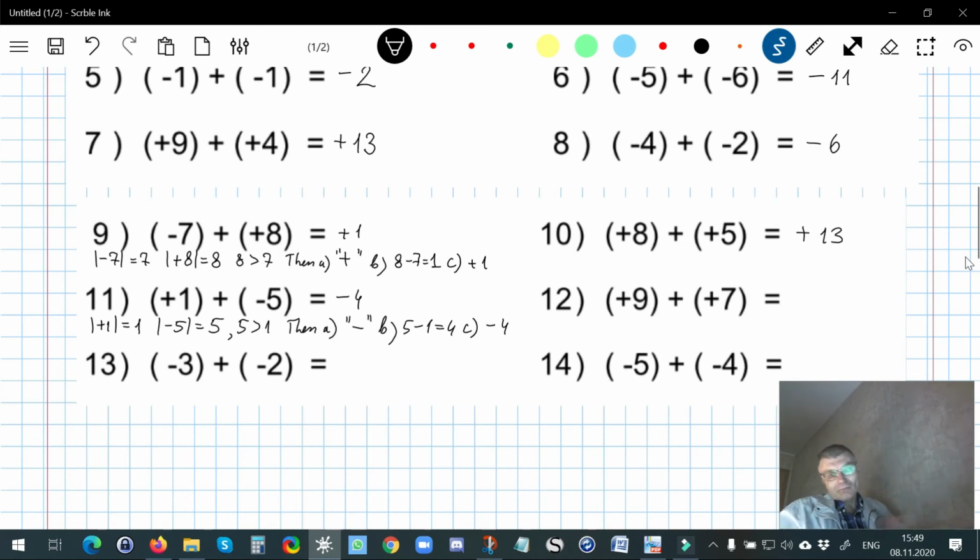Okay, in number 12 I'm unlucky again. Lucky meaning fast, but unlucky about tricky examples. Both signs are the same. So 9 plus 7 is just 16. Here I'm a little bit unlucky again, because both signs are the same. It's negative signs, 3 plus 2, negative 5. Unlucky again. Negative sign, because both are negatives, and 5 plus 4, it's 9, negative 9.